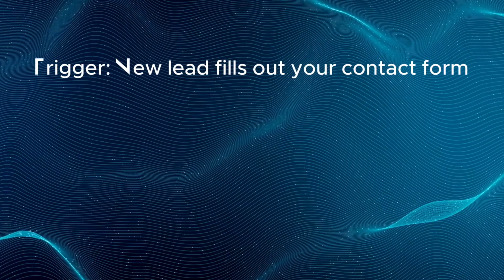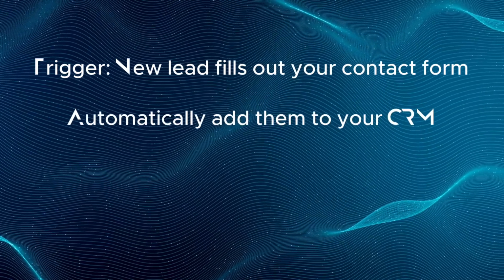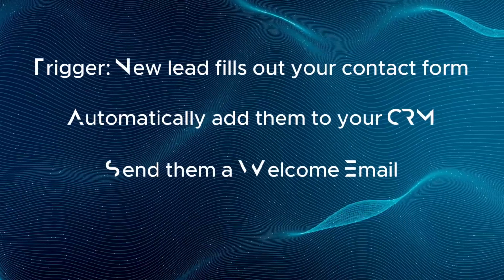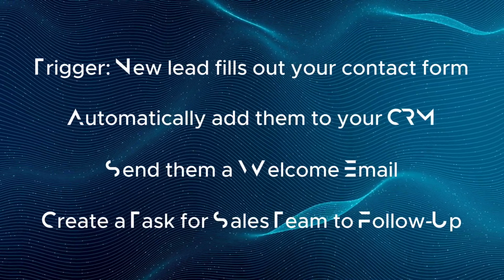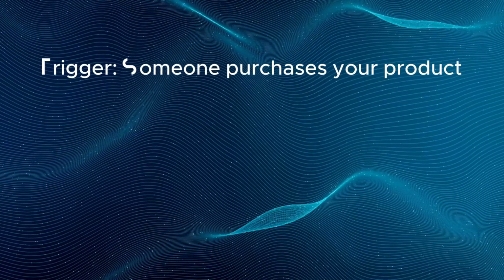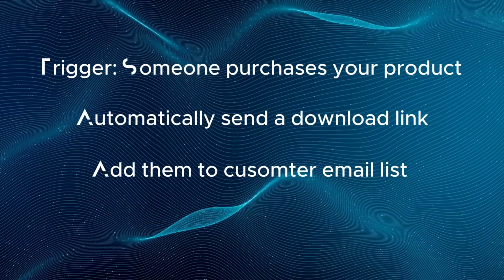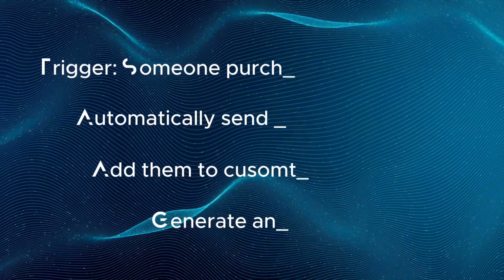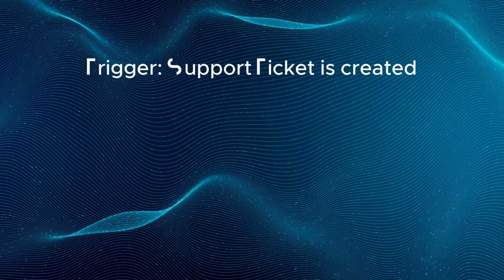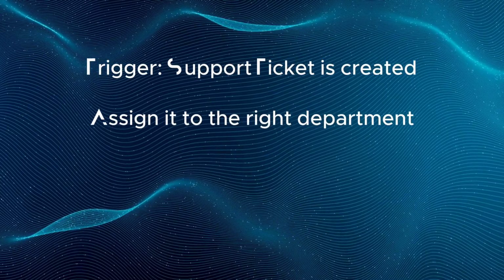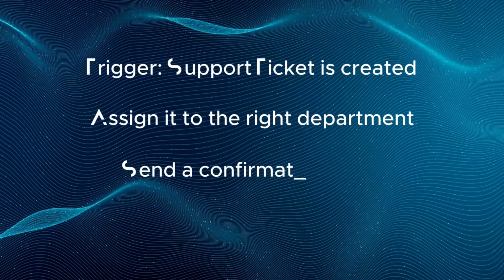When a new lead fills out your contact form, you can automatically add them to your CRM, send them a welcome email, and then create a task for your sales team to follow up. Or when someone purchases your product, you can automatically send them a download link, add them to your customer email list, and then generate an invoice. Lastly, when a support ticket is created, it can be automatically assigned to the right department based on keywords and send a confirmation email.